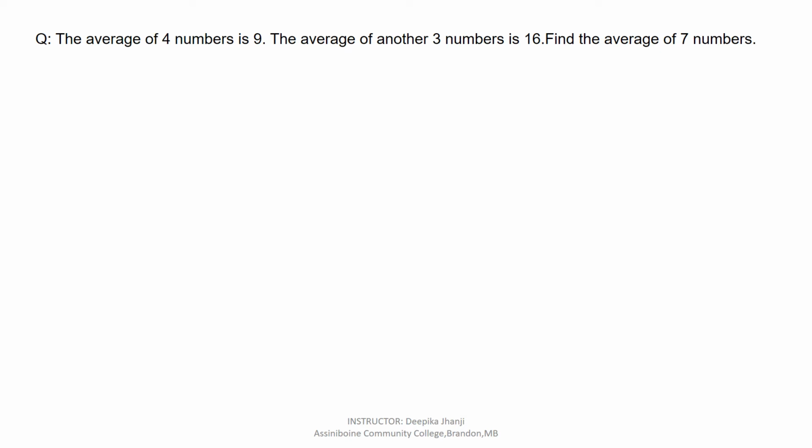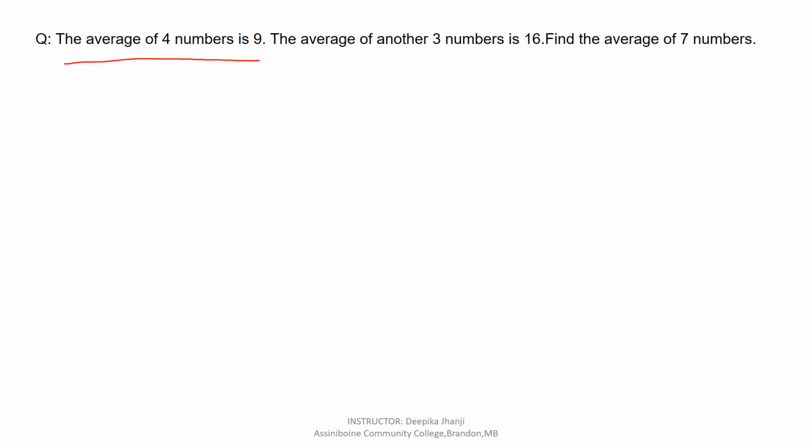Next is the average of 4 numbers is 9. The average of another 3 numbers is 16. Find the average of numbers. Average of 7 numbers. Okay. Again, the average is given. Average of 4 numbers is 9. Let's use the information bit by bit.